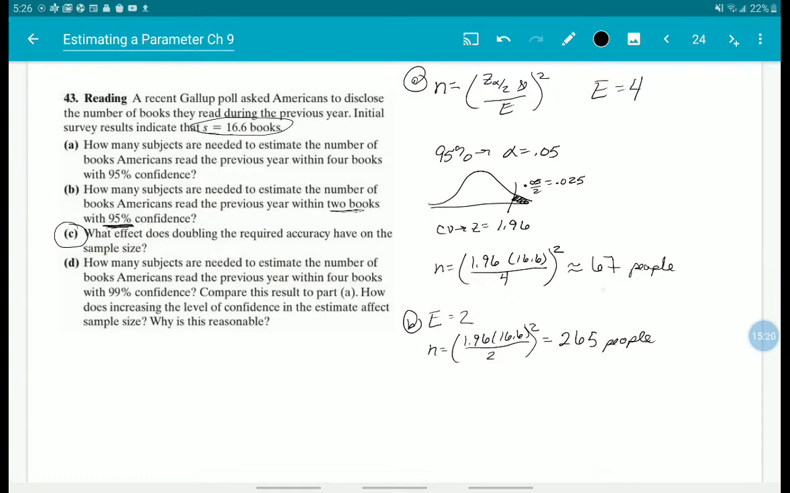And if we look at how it changed, this is almost 4 times the amount of what this is because we decreased that error by 1/2.